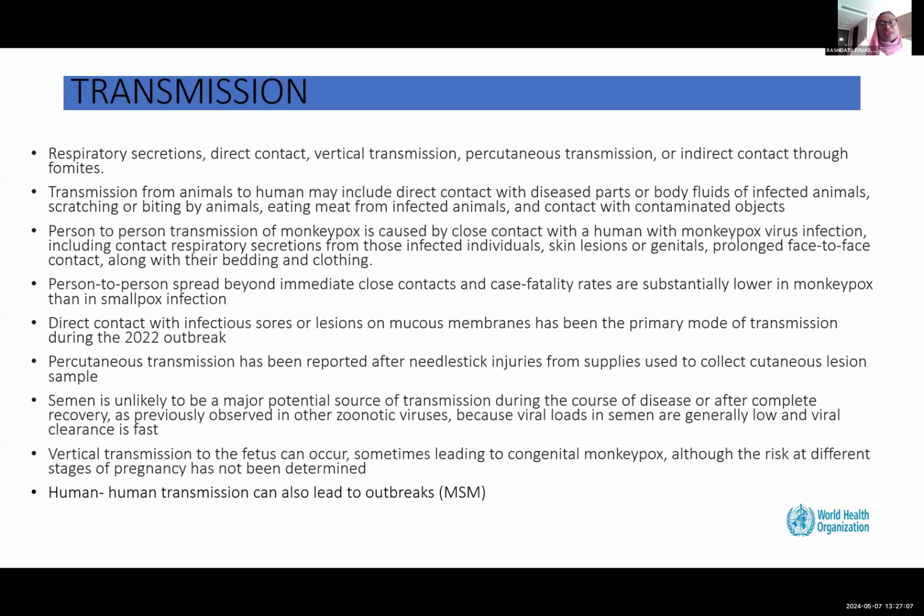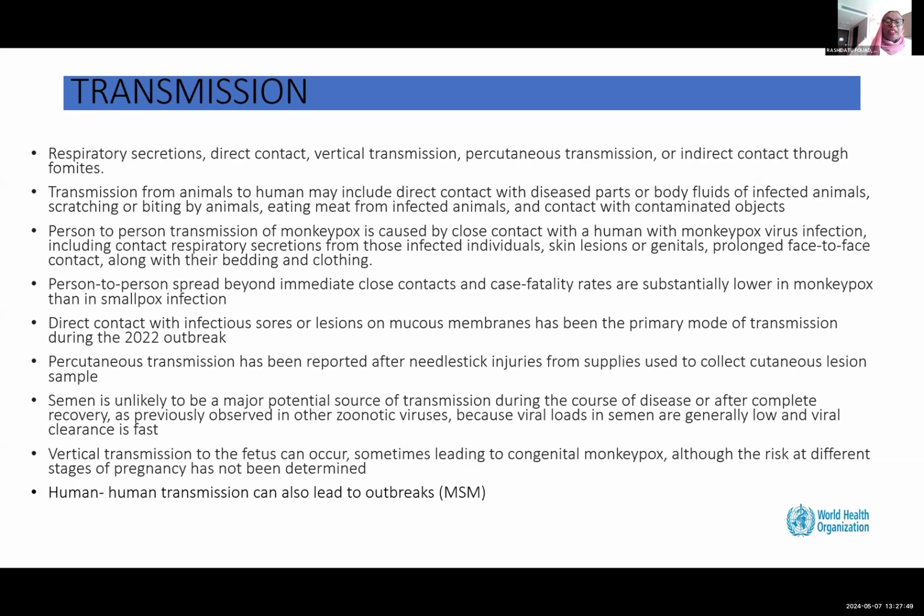Person-to-person transmission is also seen, and we have different routes. The contact forms are open wounds, skin lesions, or the genitalia, when you have close face-to-face contact with the person, or when you have contact with bedding and clothing that are contaminated. Person-to-person contact also spreads beyond immediate close contact, but we need to understand that the case fatality rates are very low in monkeypox compared to those observed when people were infected with smallpox.